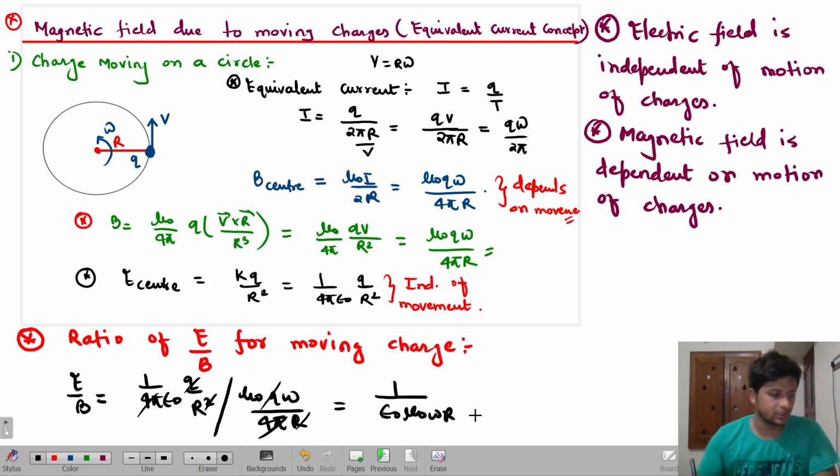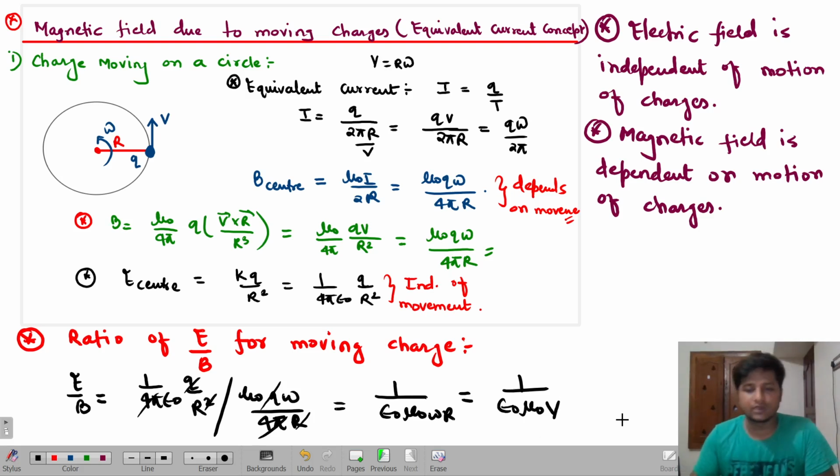What is omega into R? Velocity or not? Yes. So this is 1 by epsilon naught mu naught by velocity v. Are you able to get me or not?